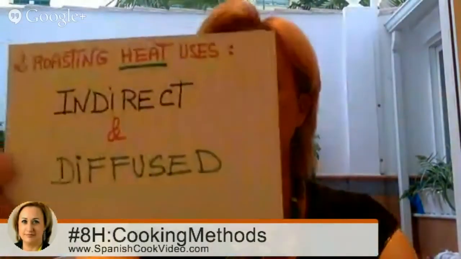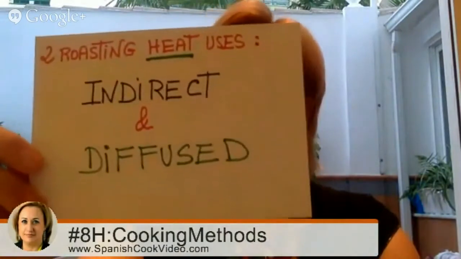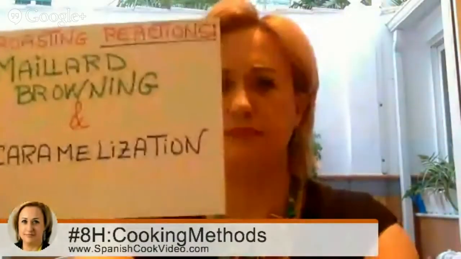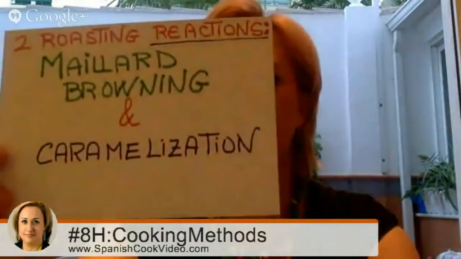It uses an indirect and diffuse heat, suitable for slower cooking of meat in a large whole piece. It enhances flavor through caramelization that occurs over 160 degrees centigrade or 320 degrees Fahrenheit, and mainly browning of the surface of the food.